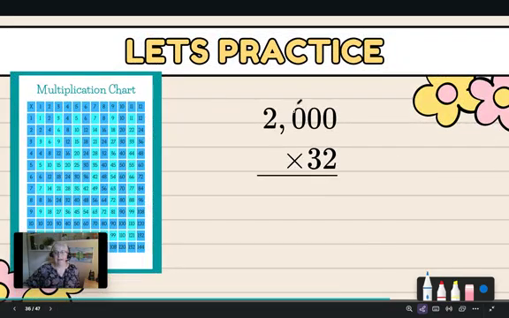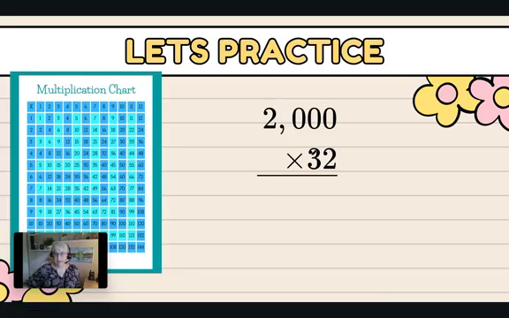Let's try this. Now we're multiplying 2,000 times 32. Well, I know my answer is going to have 3 zeros in it. So I'm going to multiply 2 times 32, which is the same as 32 plus 32, and then bring the zeros back. So let's go do that over here. 32 times 2.